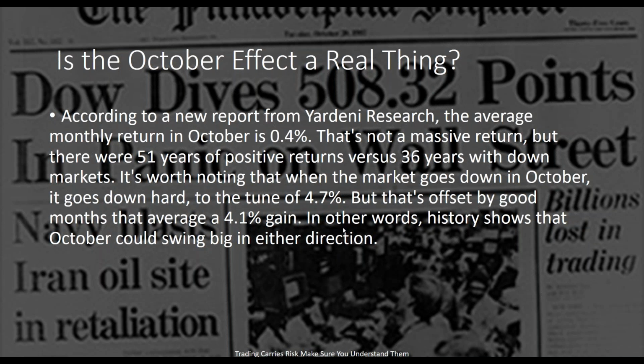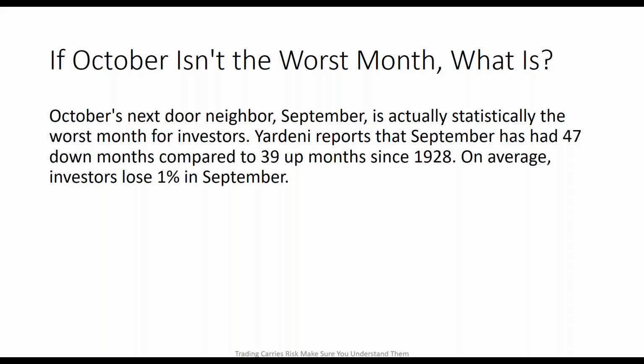The fact is, when it does crash, it's bad. But there are offsets by good months that average a 4.1% gain. In other words, history shows that October could swing big either way. And this October, it looks like it may swing the positive way. But we're just halfway through the month, with the U.S. market starting earnings season, and earnings seem to be continuing to push the market upward. But will it top out at 2,300 and take a big crash? Will something crazy happen? Will Donald Trump push the button on North Korea?